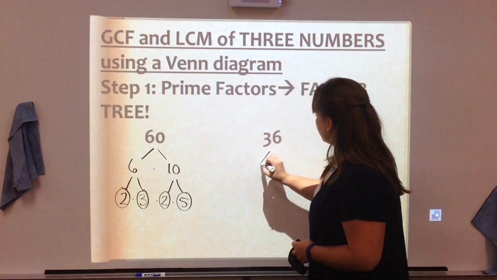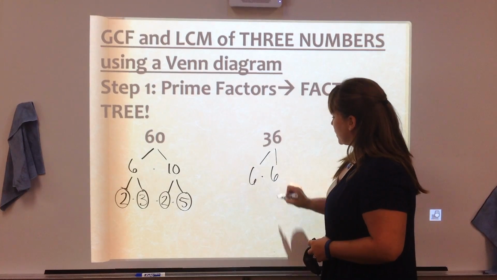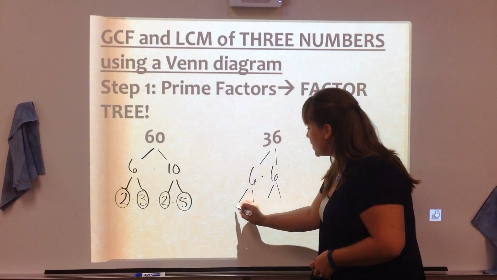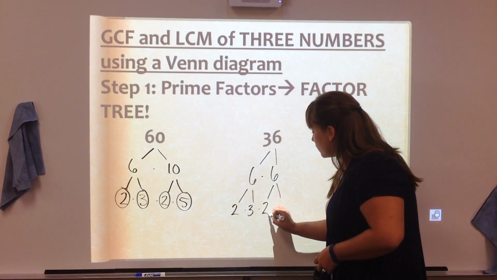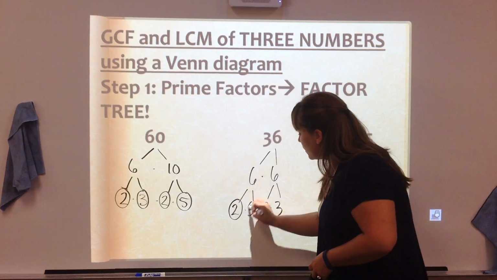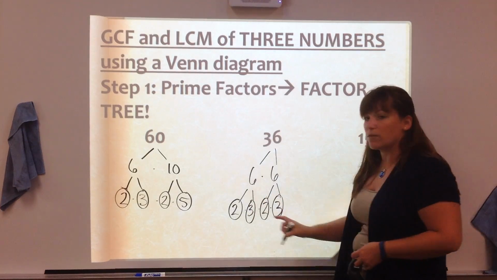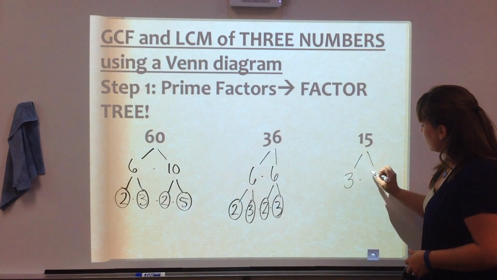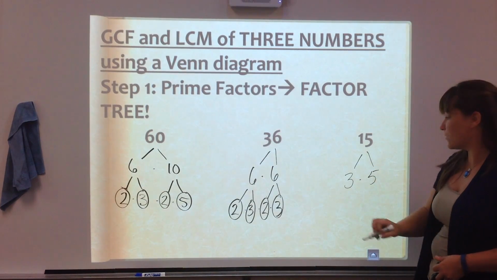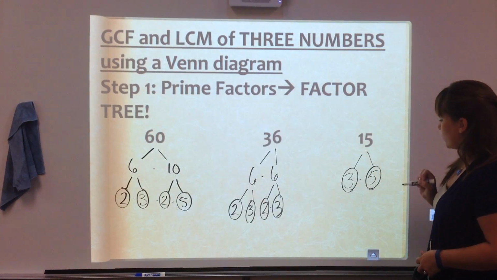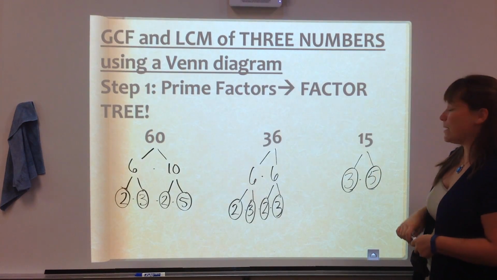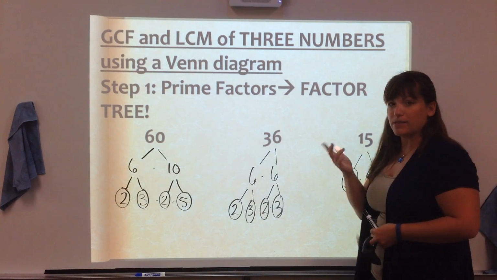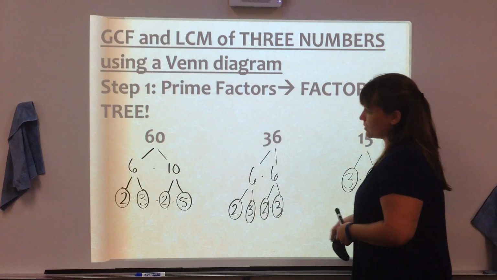So I can move on to 36. I have 6 and 6. Those are not prime. I need another row underneath. Now, with my 2s and 3s, I have an entire row of prime numbers. I'm done. The fun thing about 15, after one factor layer or row, I am done because 3 and 5 are prime. Step 1, all set.